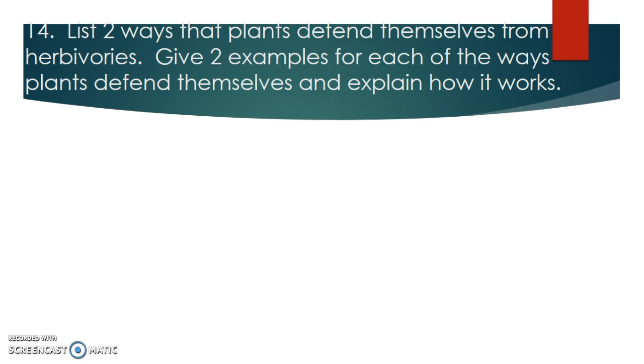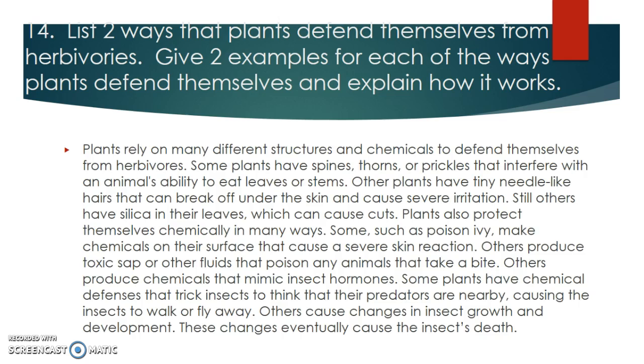Two ways the plants defend themselves from herbivores. Pause the video to get this. There are multiple ways that we discussed. Spines, thorns, prickles would be those that are physical. There's also chemicals as well.